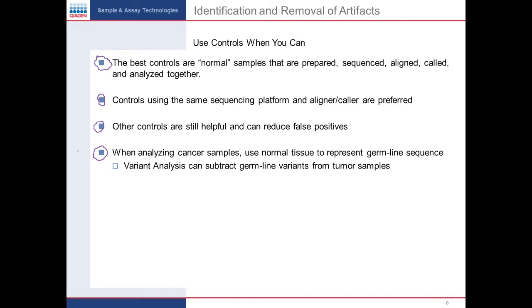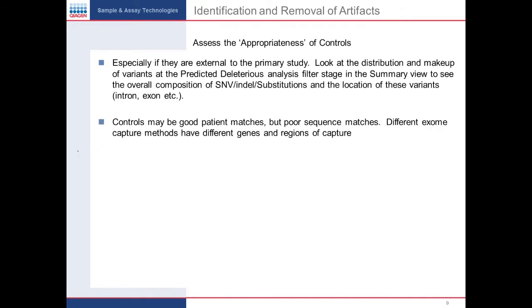I also put this bullet here: when analyzing cancer samples, obviously you'd like your normal tissue to represent your germline sequence. It needs to be paired up with your tumor, and that way you can identify variations that are specific to your tumor. So in that case, it's really important to have a tumor normal control, or at least it's helpful. Let's put it that way. If you don't have controls, don't worry about it. You can still do your work. It's just that you're going to be a little bit more susceptible to artifacts.